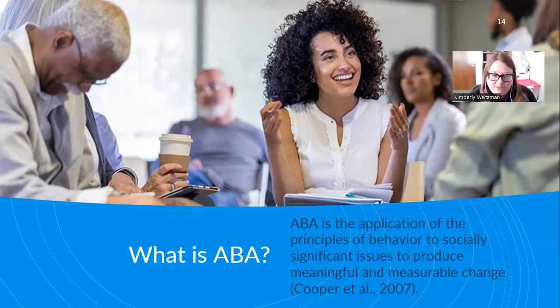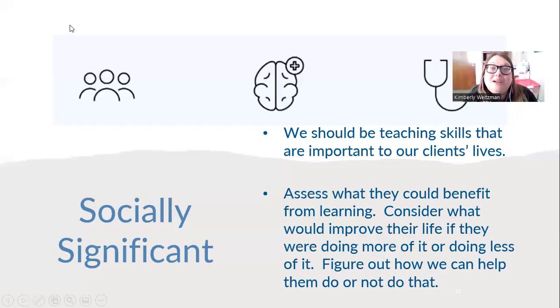And I love that definition. We're going to break it down and talk about almost each one of those words individually, because I think that really explains what ABA is and how to come from this applied behavior analyst background or position. So the first part of that definition is that we are applying principles of behavior to socially significant issues. What that means is we should be teaching skills that are important to our clients' life. So we are always assessing needs, and part of our assessment of needs is learning what could they benefit from. Consider what would improve their life if they were doing more or less of it.